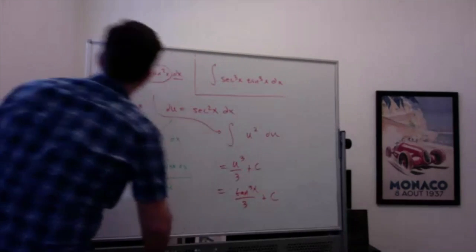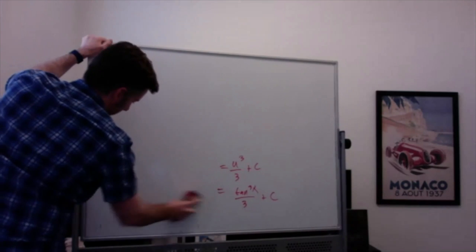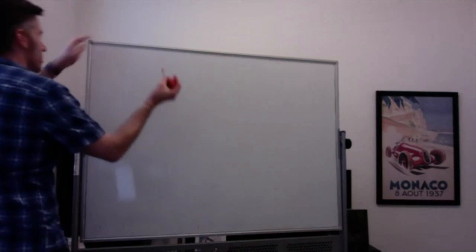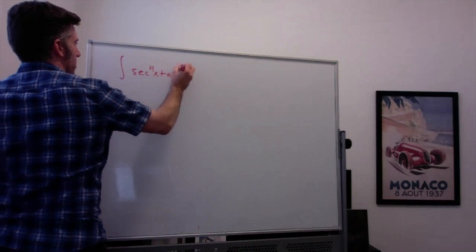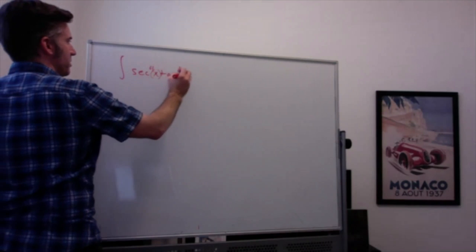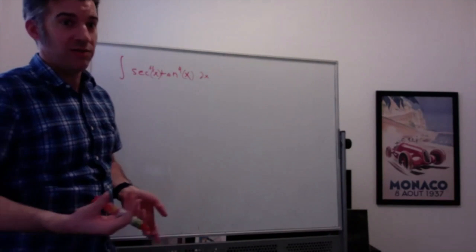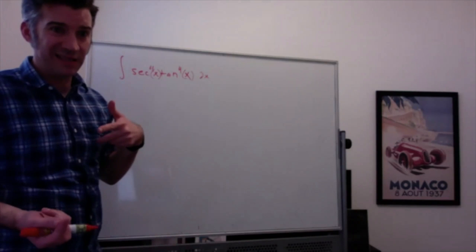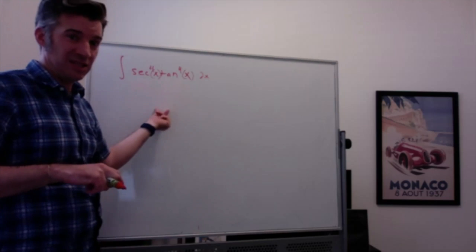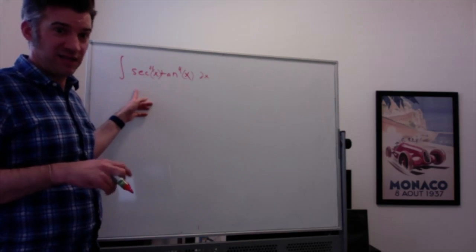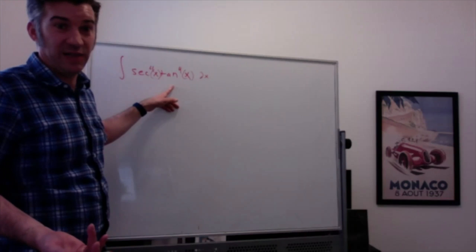Meaning, let's do a different example. Let's do secant to the 4th, tangent to the 4th. Secant to the 4th x times tangent to the 4th x dx. Again, I can't remember which one is which. So I'm just going to think about, well, if I let u equal secant, my du is going to be a secant tangent, which means I'm going to be left with a secant cubed and a tangent cubed. Secant cubed will be fine, because that's u cubed, but tangent cubed is a problem, because there's not a nice trig identity for that.